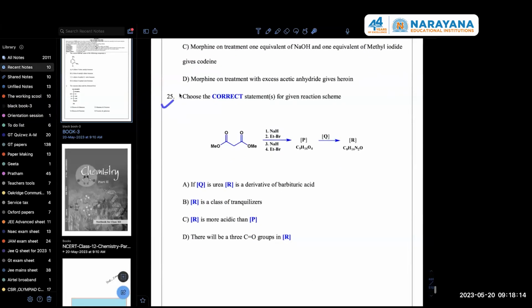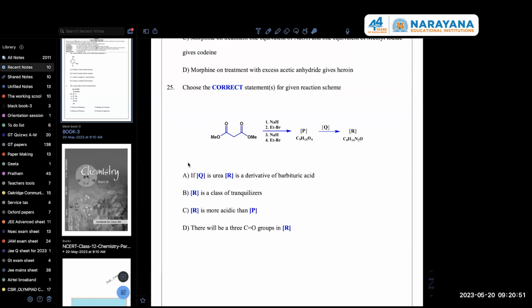Okay, one more question, 25. This also I have prepared from Chemistry Everyday Life. Actually, this is my book. In this book, last year, I prepared all these questions from Chemistry in Everyday Life. So this question is again a good one.